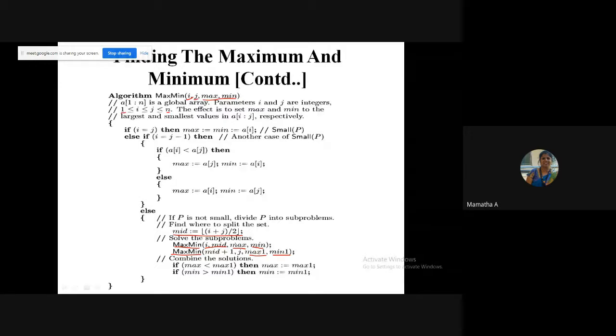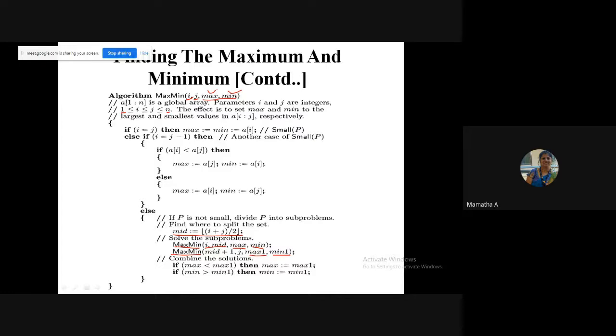So it is already available for me, and your final max should be in the variable max and min, remember. So I have to now just compare to combine the solutions. If max is less than max 1, so I am just comparing. Is max less than max 1? Then update max as max 1. Understanding? So max, is it less than this?